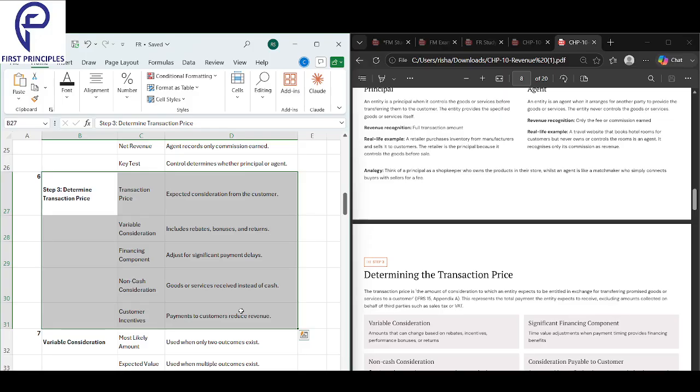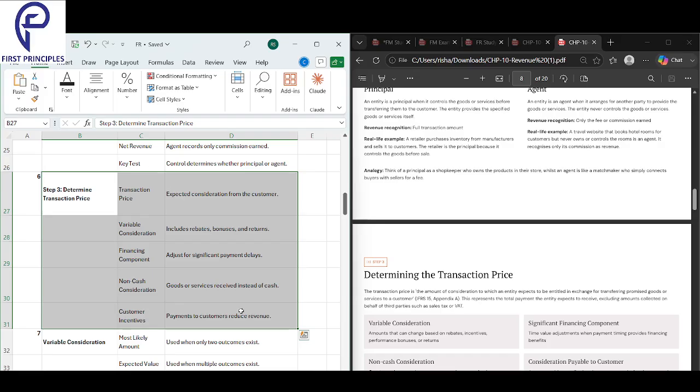Transaction price is what you expect the customer to pay. The money you expect the customer to pay is called transaction price. Variable consideration includes rebate, bonus, and returns. Financing component: you adjust for significant payment delays. With the transaction date and settlement date, there's a lot of time gap. That is where a financing component comes in.